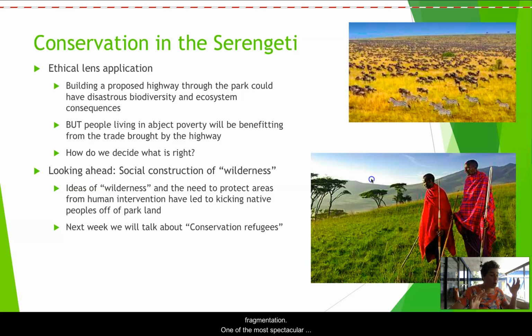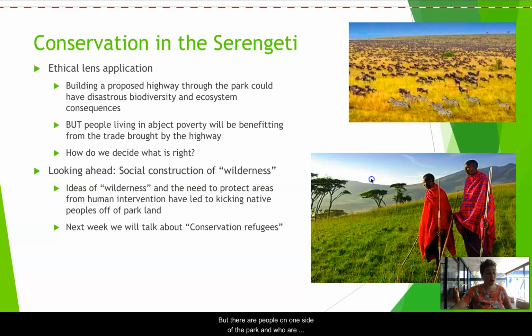One of the most spectacular and strange things that happens on Earth is this great wildebeest migration. It's the largest land migration in the world. I've actually seen it, which is incredible. It's insane, the number of beasts that are moving quickly across this large swath of land, and the highway would actually cut this off. And there would be, aside from the movement of this one species, disastrous biodiversity and ecosystem consequences for multiple different ecosystems and species here.